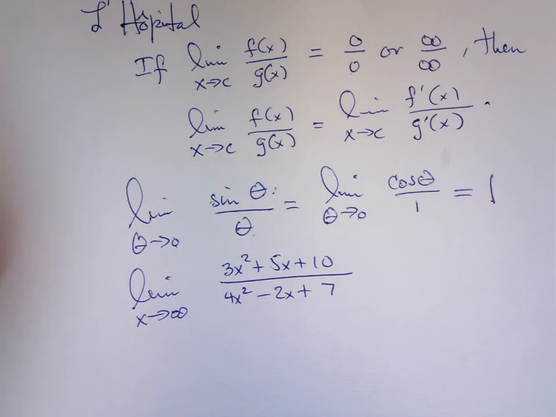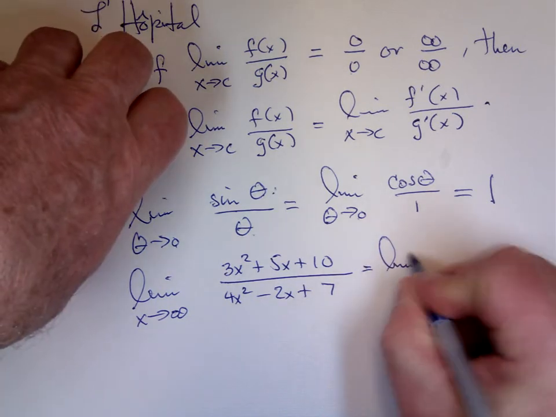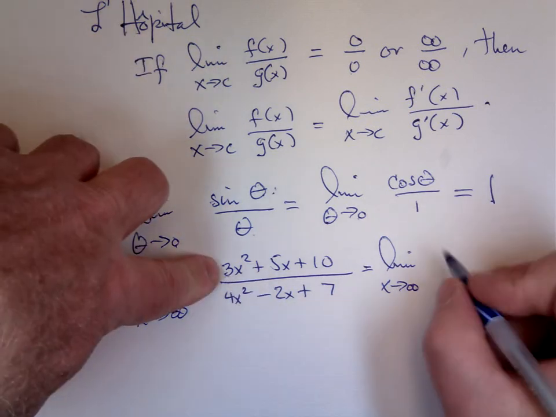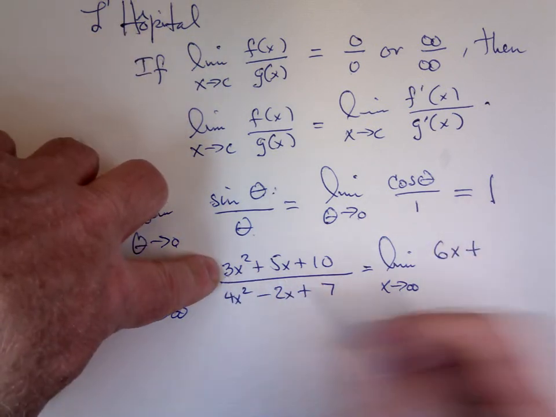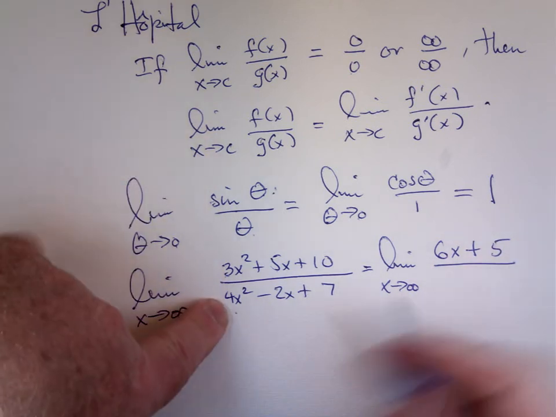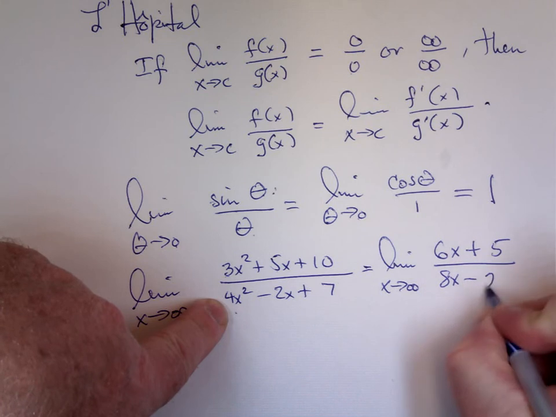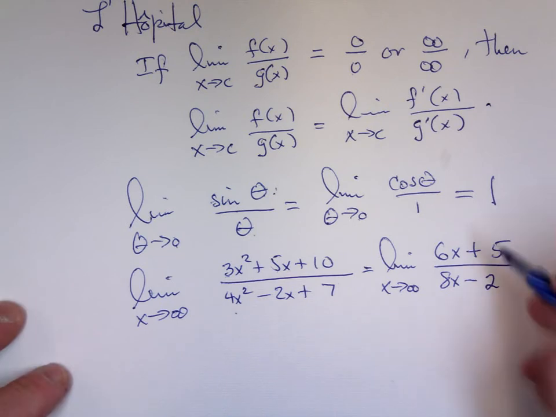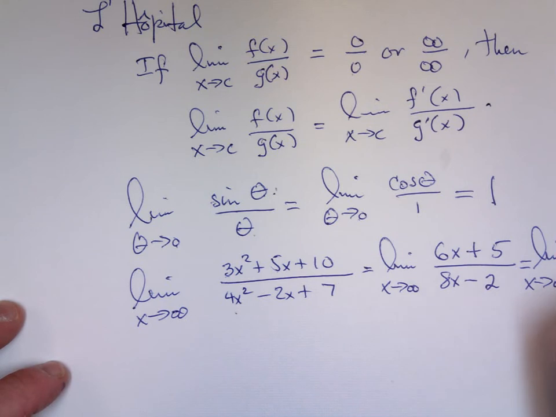Take the derivative. The derivative of this is 6x. The derivative of this is 5. Derivative of 10 is 0. Take the derivative, 8x. Derivative is 2. Now where's the numerator going? Infinity. Where's the denominator going? Infinity. We use L'Hopital's again. Take the derivative. Now we get 6/8, which is equal to 3/4.